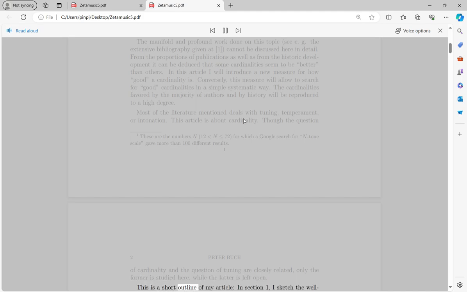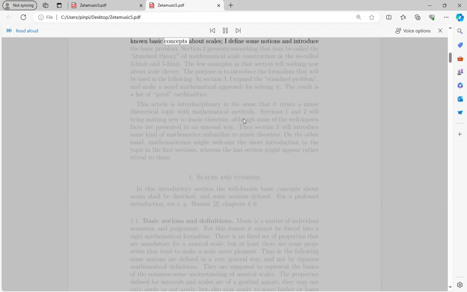This is a short outline of my article. In Section 1, I sketch the well-known basic concepts about scales. I define some notions and introduce the basic problem. Section 2 presents something that may be called the standard theory of mathematical scale construction in the so-called 3-limit and 5-limit. The few examples in that section tell nothing new about scale theory. The purpose is to introduce the formalism that will be used in the following.